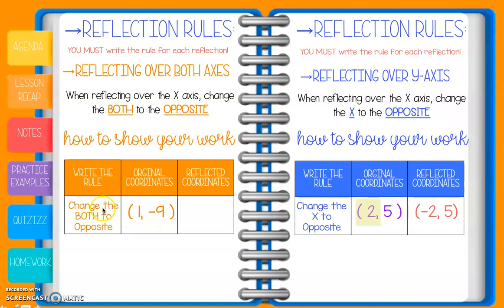To reflect over both axes, I'm going to change both to the opposite. When I change both to the opposite, that means I'm going to change the x, and I'm going to change the y. My +1 will become a -1, and my -9 is going to become a +9. So my new coordinates, or my reflected coordinates, are (-1, 9).